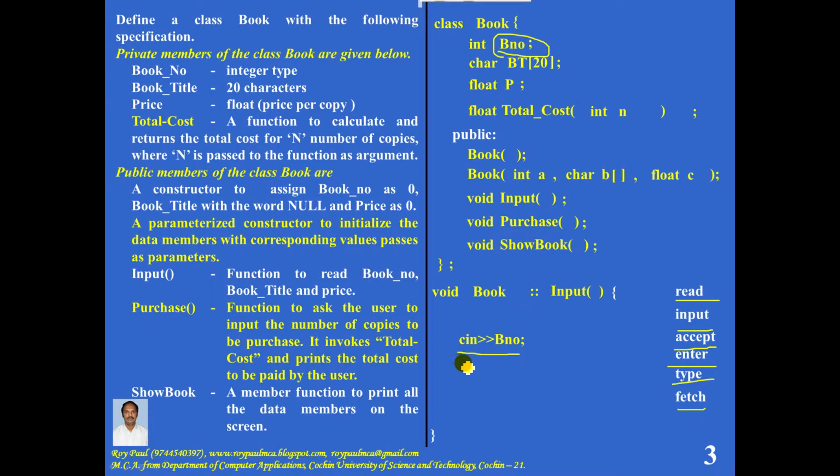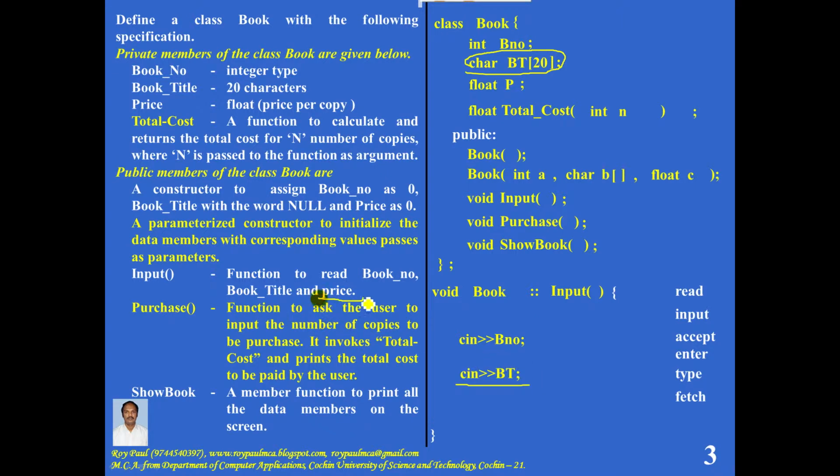Let me read book number from the keyboard. cin input operator book number. Let me read book title from the keyboard. The variable name is BT. cin input operator BT. A reminder, this is an array of characters. So if you want, you can write cin input operator BT, or you can write gets within bracket BT.